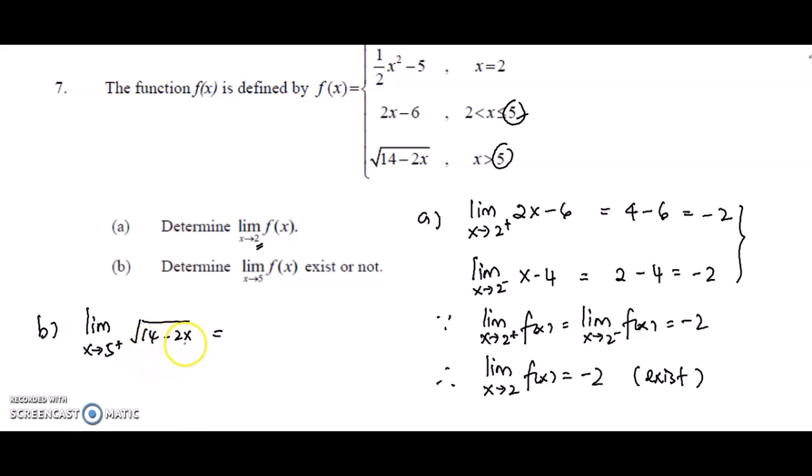14 minus 10, you got a 4. Alright, you got the square root of 4, and then after that, you have 2. So just leave it first, then we proceed to the 5 negative.